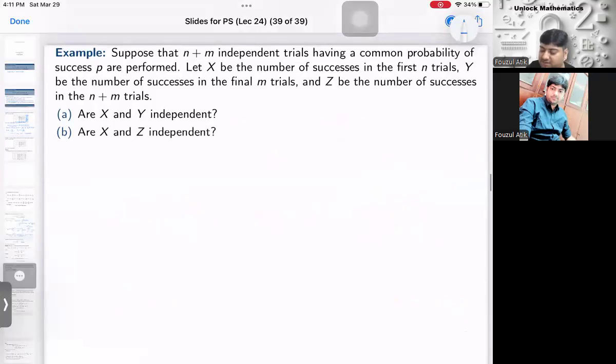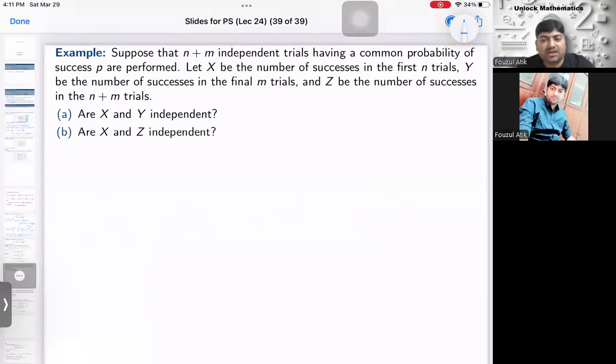Now I have another good example, which is related to discrete type random variables only. Suppose that n plus m independent trials having a common probability of success p are performed. All of these trials have the common probability of success p. Let X be the number of successes in the first n trials, Y be the number of successes in the last m trials, and Z be the number of successes in the total n plus m trials. Then the first question is, are X and Y independent?